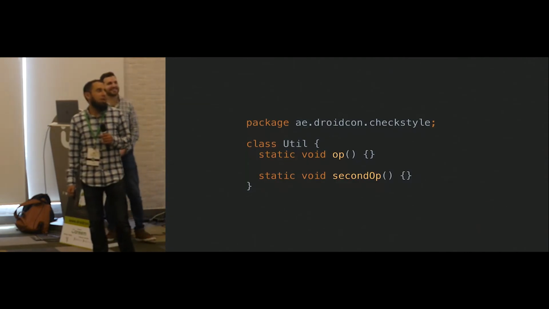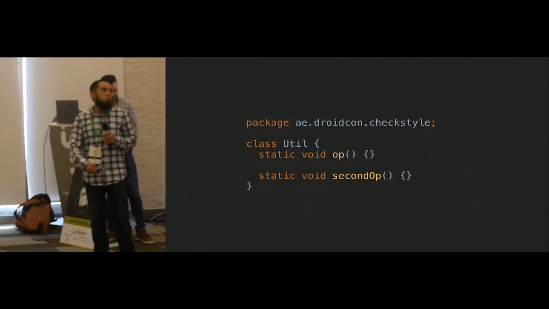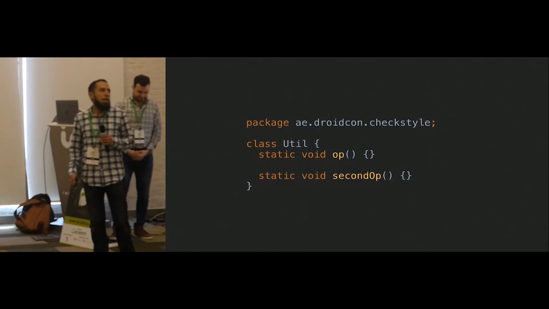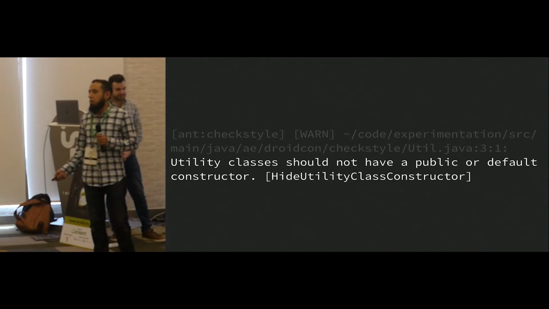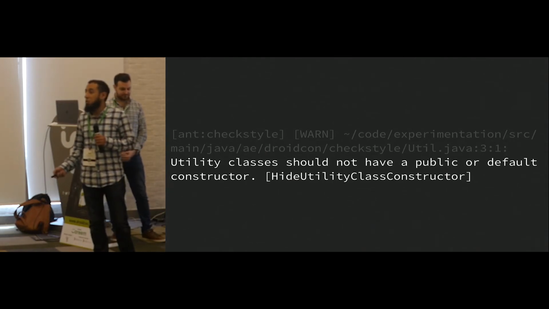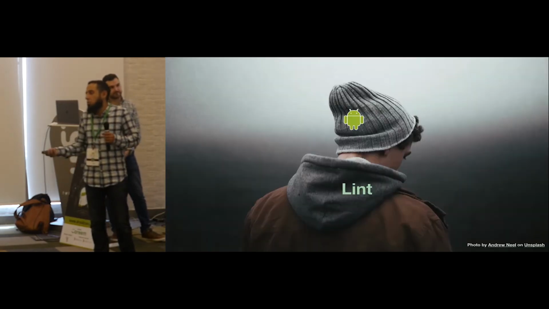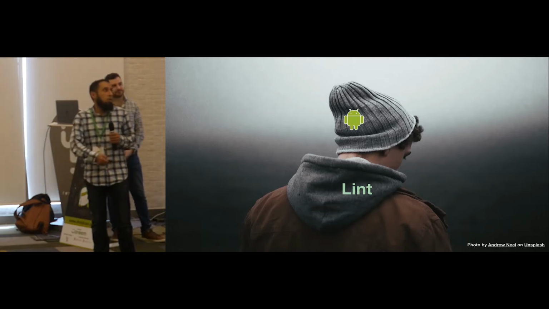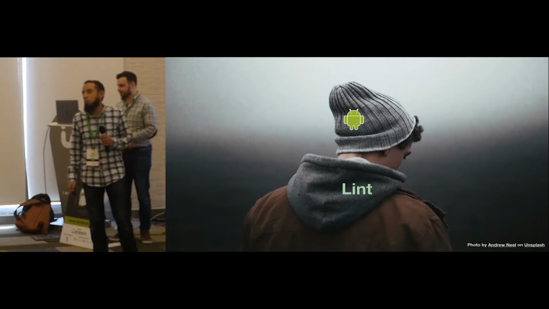So then, another example. Let's say I have a util class. So I have 2 operations, 2 static methods, op and second op. And again, nothing fundamentally wrong with this code. But Checkstyle will say, hey, someone could actually come and instantiate this, and you probably don't want that to happen. So utility classes should not have a public or default constructor, right?